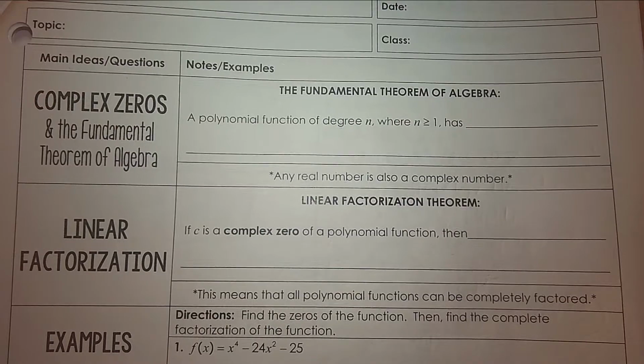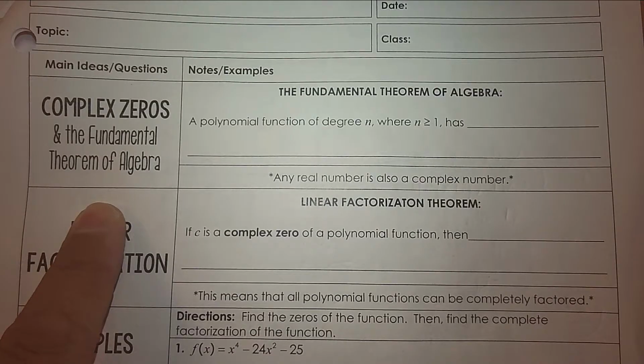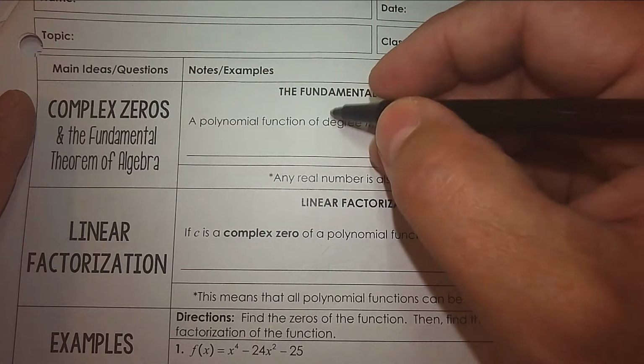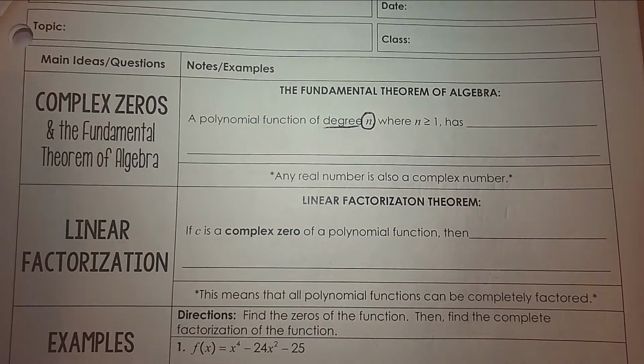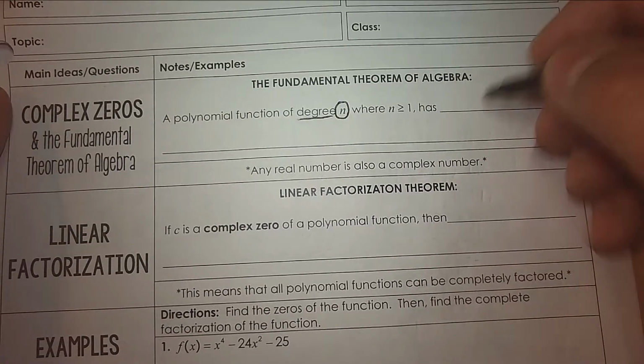So, the start is the fundamental theorem of algebra. We talked about this yesterday. So if a polynomial has a degree of n, whatever number n is, and n obviously has to be greater than or equal to 1, or it's not a polynomial, then what? Has how many zeros?